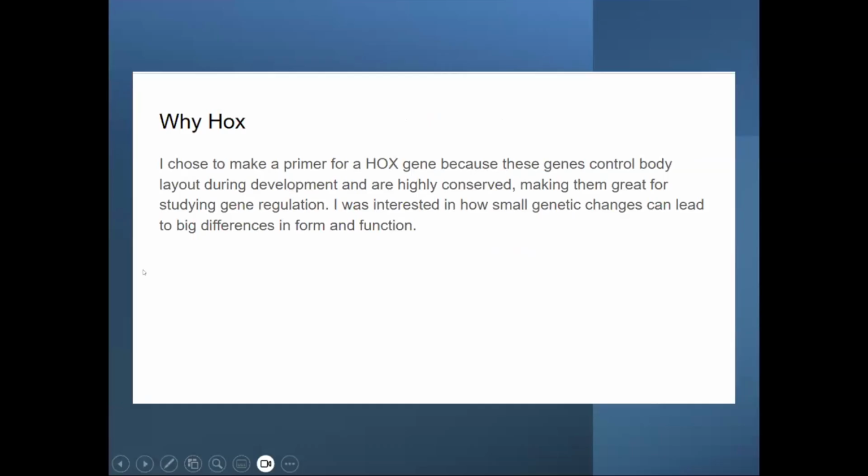So why I chose Hox? I chose to make a primer for a Hox gene because these genes control bodily layout during development and are highly conserved, making them great for studying gene regulation. I was interested in how small genetic changes can lead to big differences in form and function.